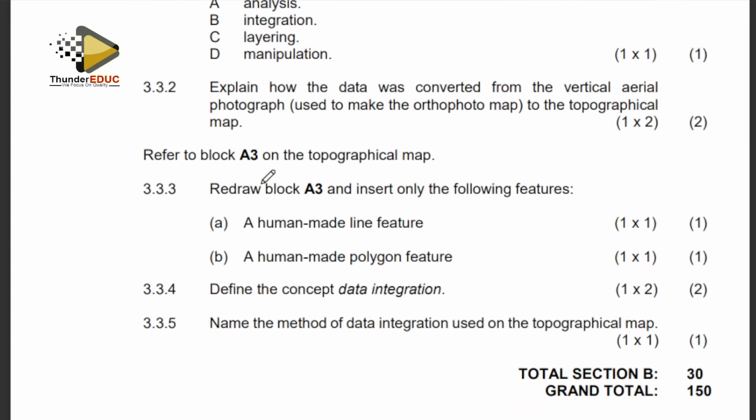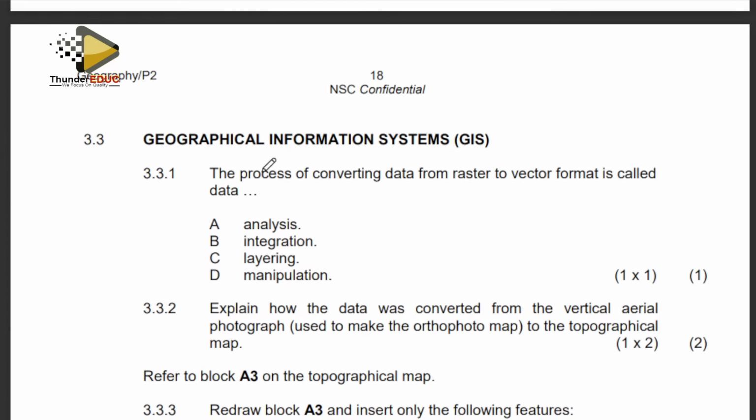The last section of this part for the day is going to be GIS. The process of converting data from raster to vector format is called, what is it called? You are converting data from raster to vector, from image to lines, from pictures to lines, points, and polygons. So we have data analysis, integration, layering. Let us analyze one by one.